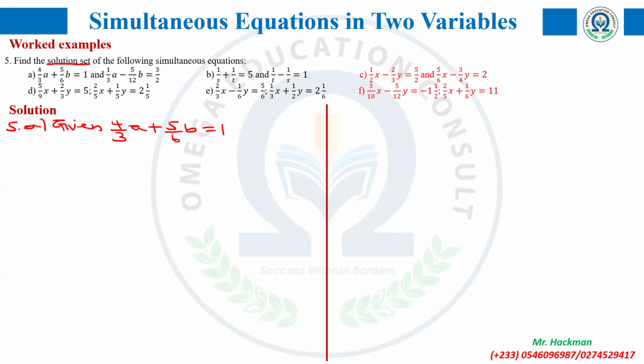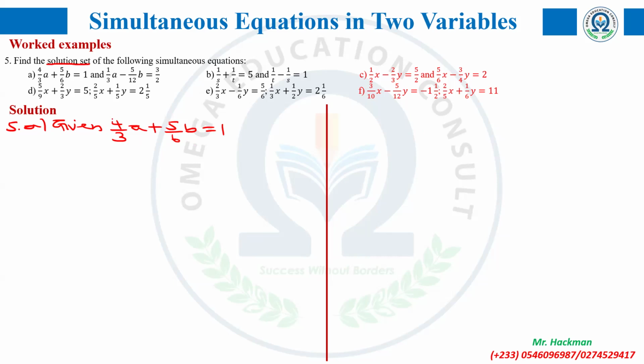In this case, we have to clear the fraction, and in clearing the fraction, we have to multiply through by the LCM. So the LCM here will be what? 6. Once the LCM is 6, we multiply each of the terms by 6, which is the same as multiplying through by 6.